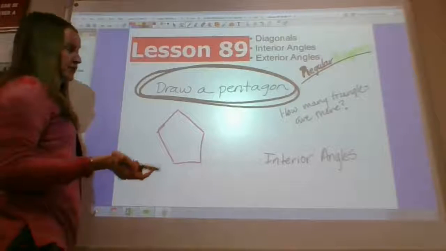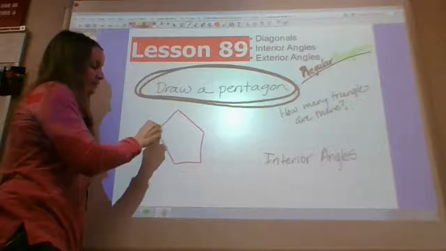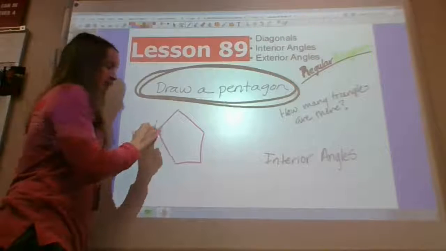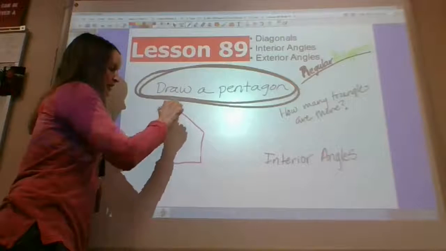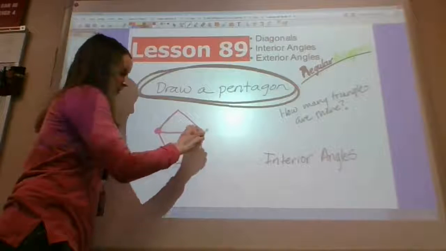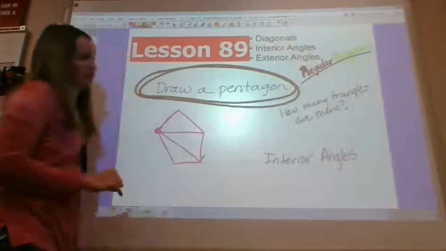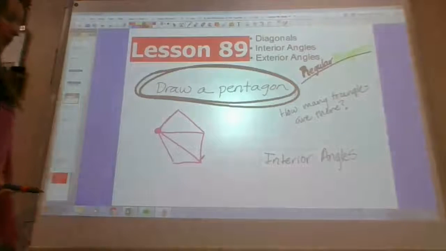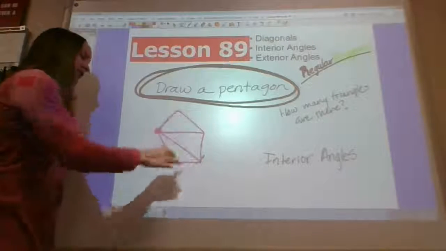And then how many triangles are there? So we want to draw diagonals. And right now, you just pick a point, doesn't matter what, and see how many diagonals. Well, this one's already connected, so that's not a diagonal, but there's a diagonal and there's a diagonal. And why are we drawing this? Because we're going to figure out how many interior angles are inside.